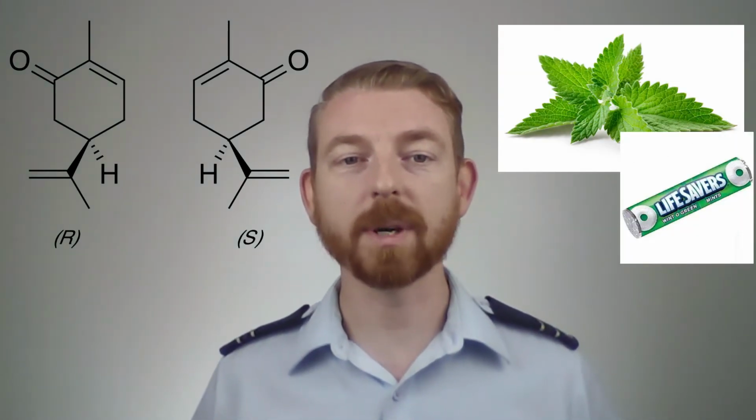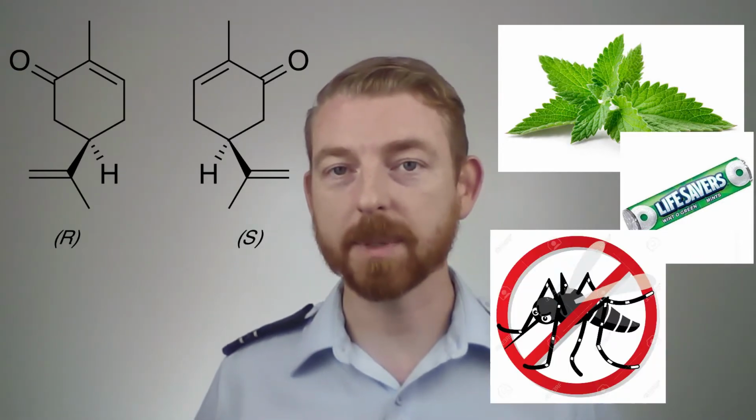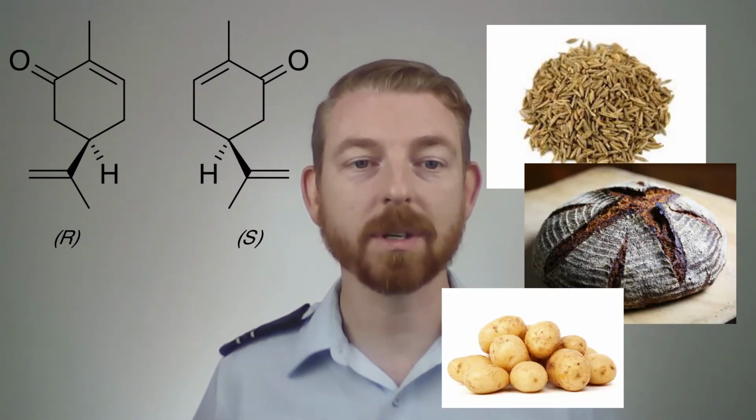A fun example is carvone, an aromatic chiral molecule. R-carvone smells like spearmint or wintergreen lifesavers and can be used as a mosquito repellent. S-carvone smells like caraway seed or rye bread and can be used to preserve potatoes in storage.